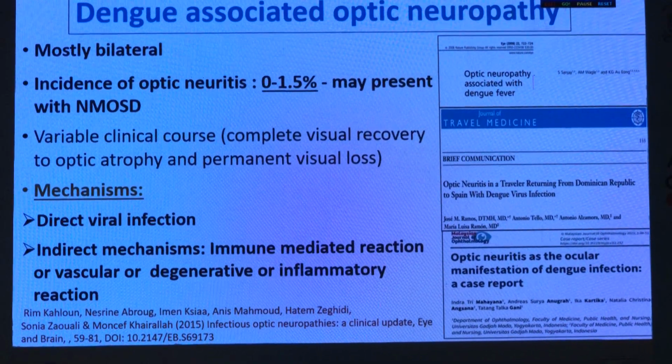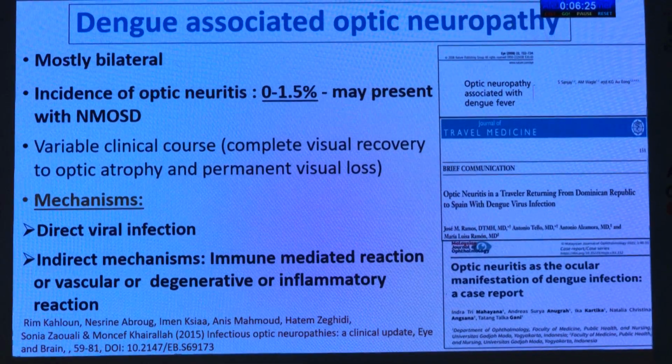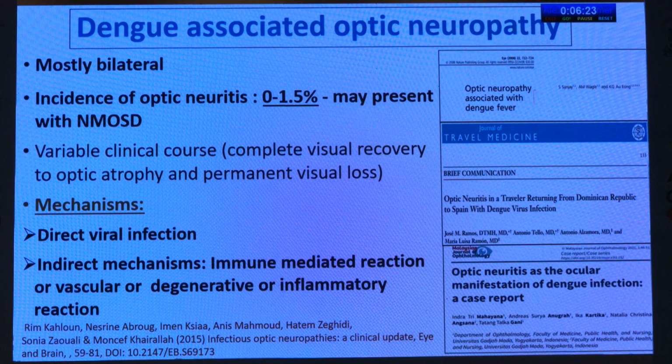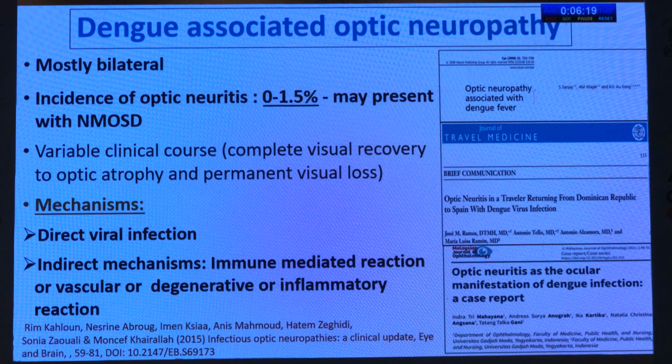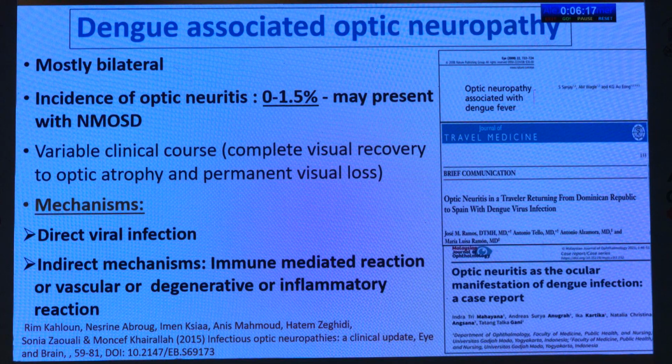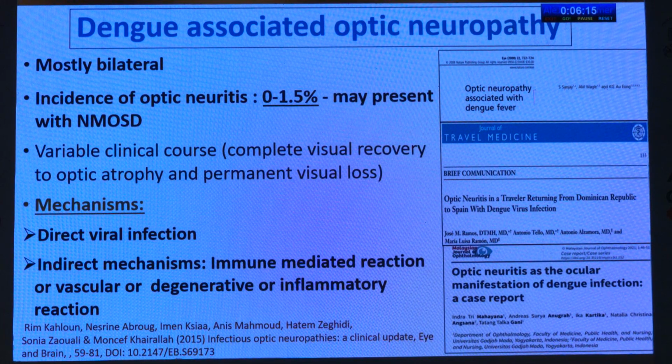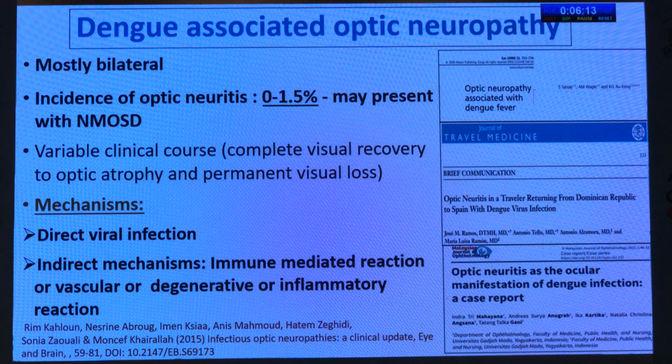Coming specifically to each of these, first is the dengue-associated optic neuropathy, which is mostly bilateral. The incidence of optic neuritis is 0 to 1.5%, and many of these patients present with neuromyelitis optica spectrum disorder. The mechanism is either a direct viral infection or immune-mediated or vascular, as well as degenerative or inflammatory reaction.